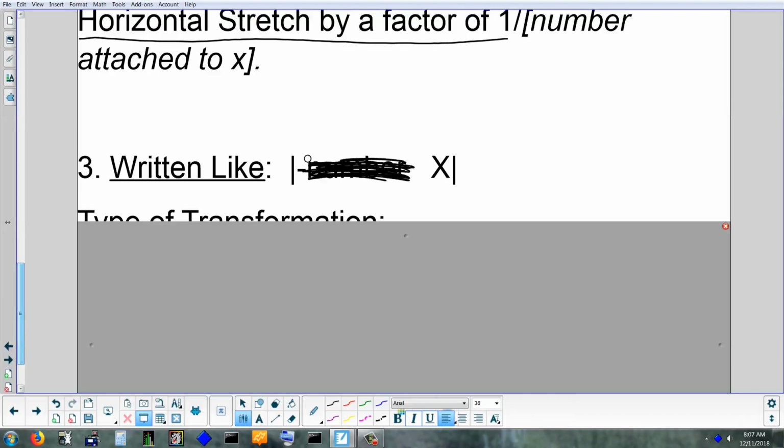Negative and then an X. So it should look just like that. Yep, that's what a reflection looks like. Yes? And do you have a pencil anymore? Pencil? Yeah.